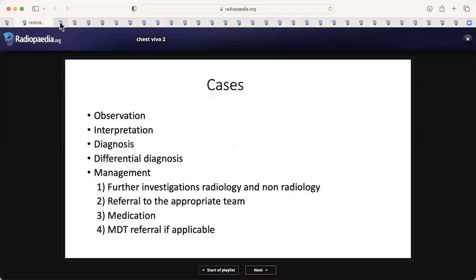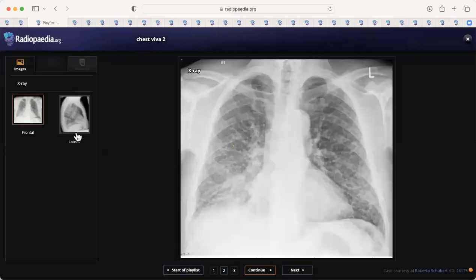So I'll start with candidate 1. Candidate 1, are you here? Yes, I'm here. Candidate 1. Okay. This is a 45-year-old male who presented with cough and weight loss. I'm presented with a frontal chest radiograph of this 45-year-old male with cough and weight loss.